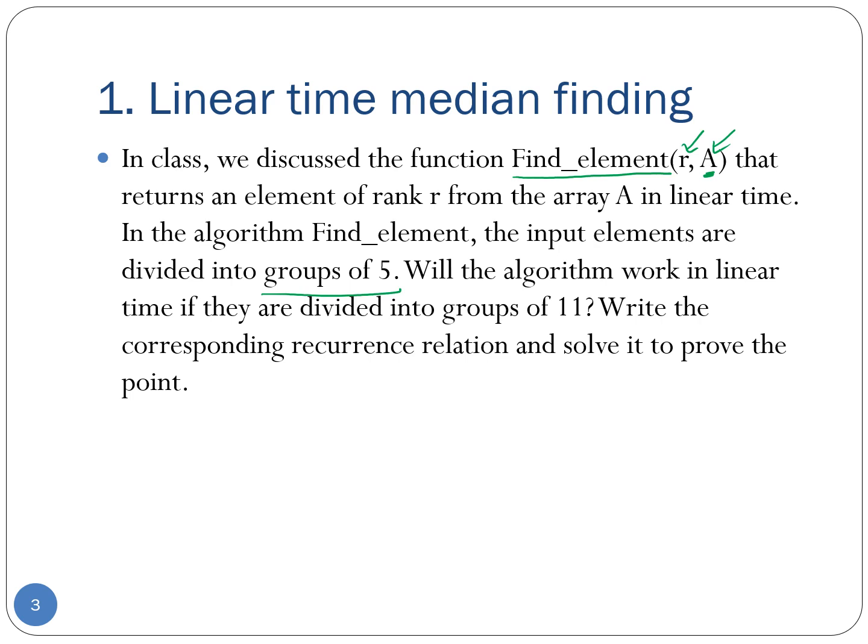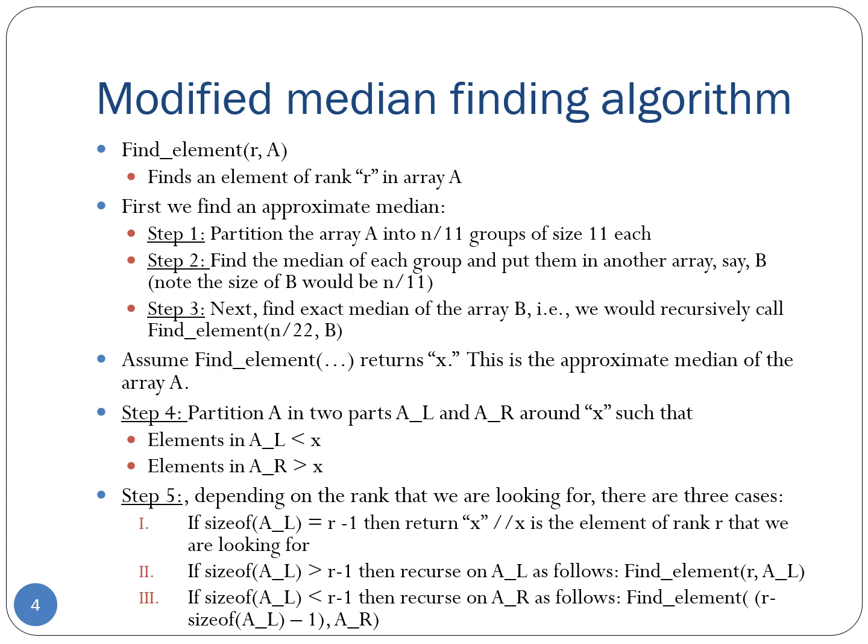The difference here is that this problem is asking us to modify that original algorithm by dividing the original array in groups of 11 instead of groups of 5. So that is the main difference. And here we will have to show that this algorithm still works in linear time even if we use groups of 11. So let's first remind ourselves the original algorithm, and here is the modified version. The only change in this algorithm here is that instead of using groups of size 5, we are using groups of size 11 each. So let's quickly go through this.